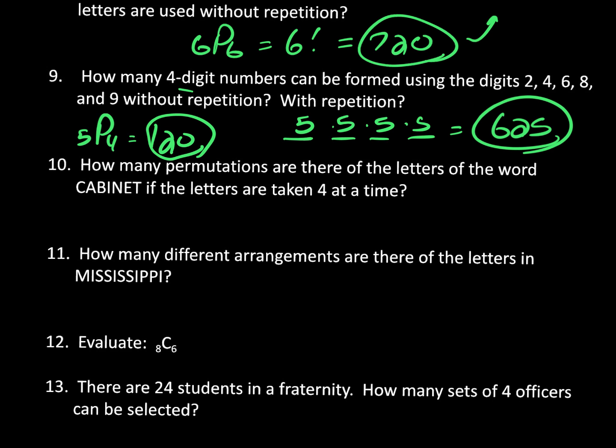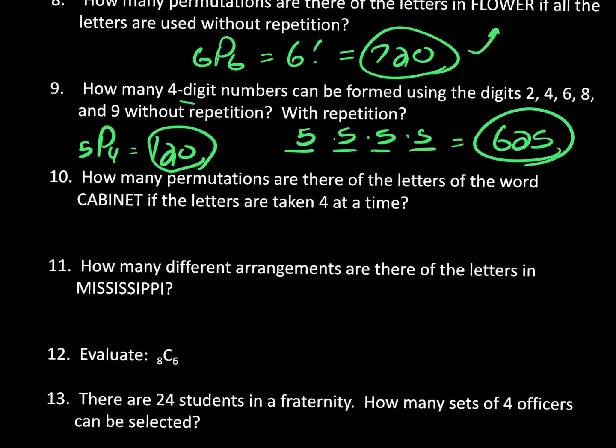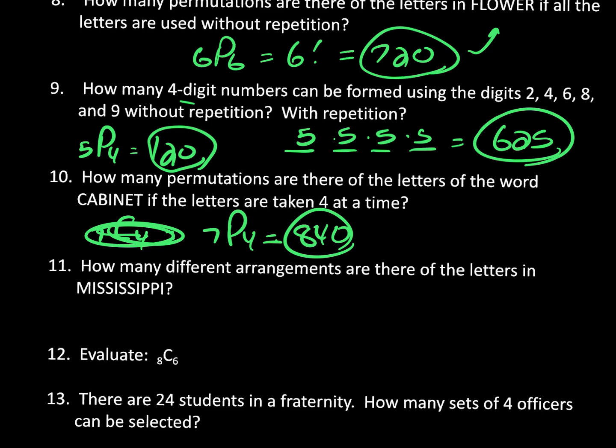Number 10, how many permutations of the letters of the word cabinet, letters taken 4 at a time? Now the key here is the word cabinet, all the letters are different. No letters repeat, and there are 7 of them. So basically, you're doing different arrangements. Arrangement means permutation or order, different orders. So I'm going to take 4 out of the 7. Should be 7P4, sorry about that. I'll do my calculator while I'm talking to you. That's 840. That's crazy. 840 different ways to pick 4 of those letters and arrange them.